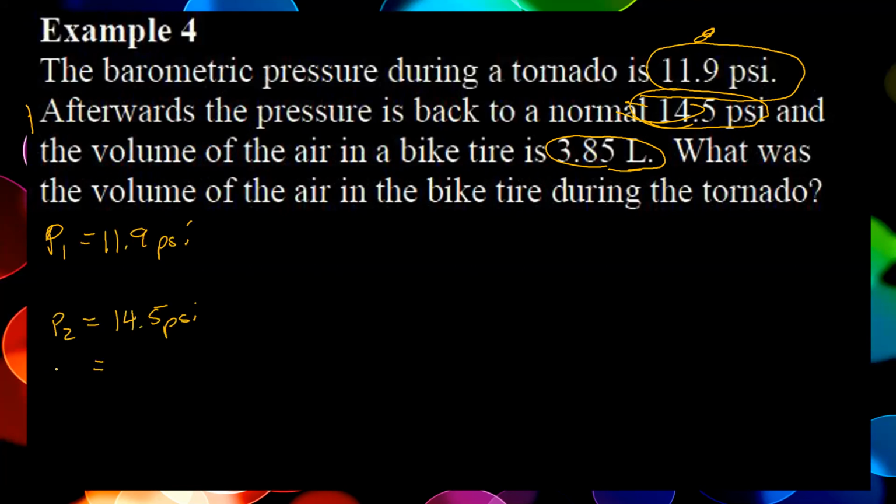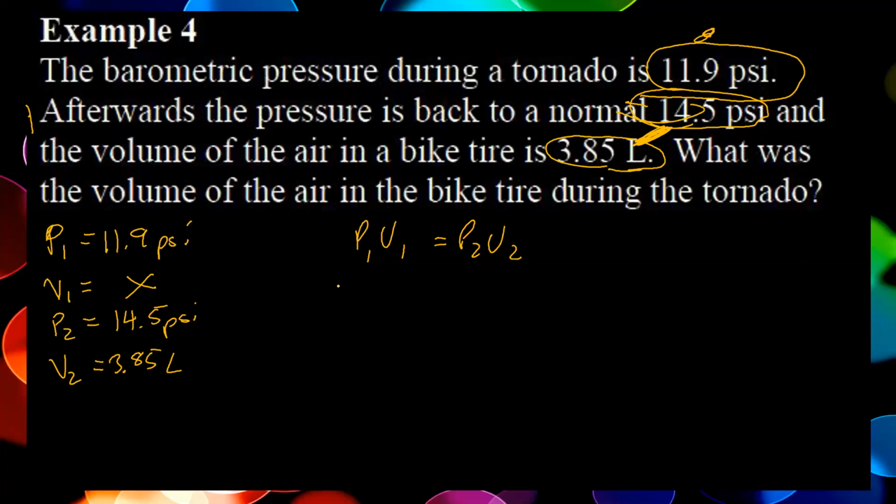And what was the volume at that after tornado pressure? 3.85 liters. Now, like I just said, if you accidentally mistakenly call pressure 1 pressure 2, it would not matter as long as you have the right volume to go with it. You would mathematically get the same answer, whether you call it 1 or 2. What's that mean for my volume 1? That's what I'm looking for. That's my X. So pressure 1, volume 1 equals pressure 2, volume 2.